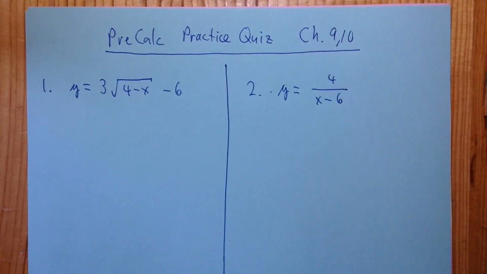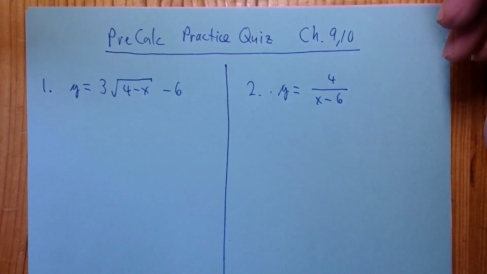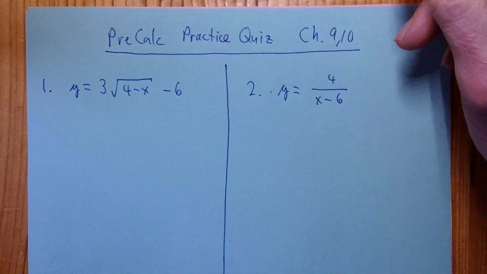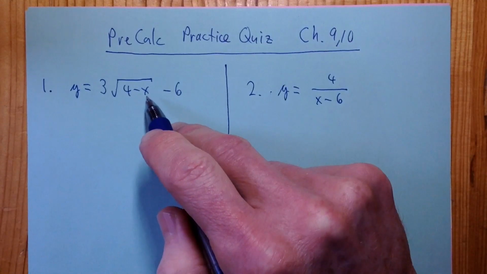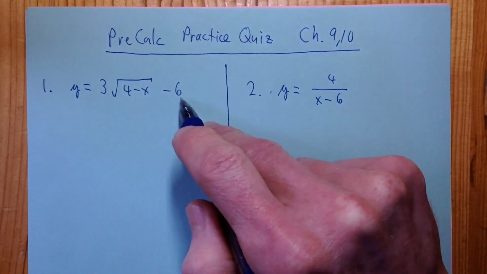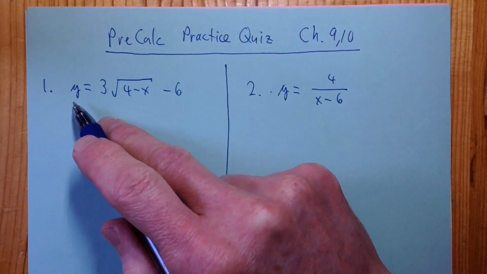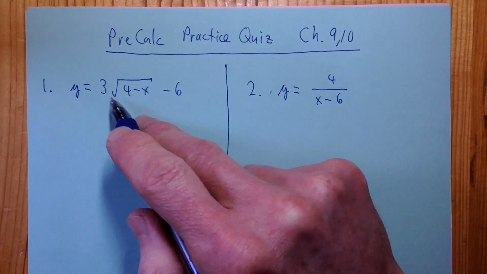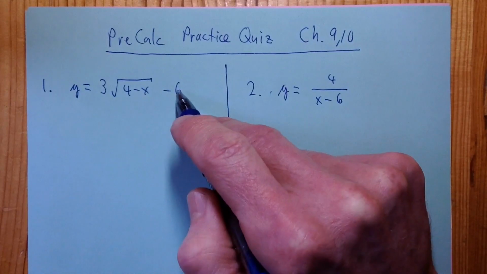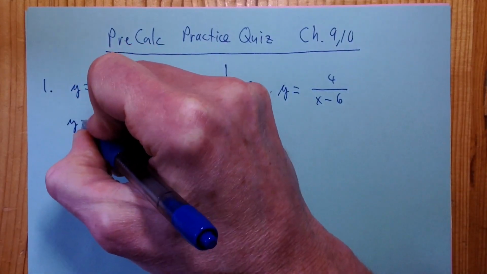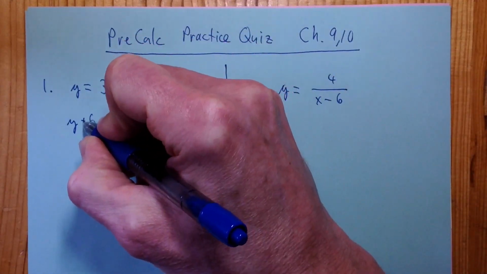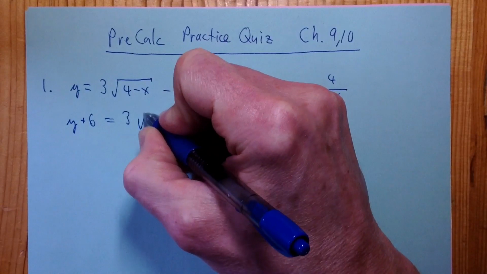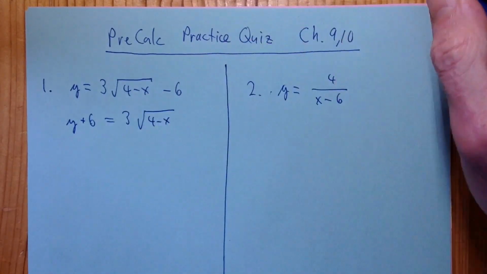Okay, so this video is obviously on how to solve the practice quiz in chapters 9 and 10. When it says find the inverse function, basically again you just solve for x as a function of y. So this amounts to solving for x and you'll have a y in the answer. As always, if we only have one square root here, which is nice, we'll put the 6 on the other side. Get the square root by itself, so y plus 6 equals 3 square roots of 4 minus x.